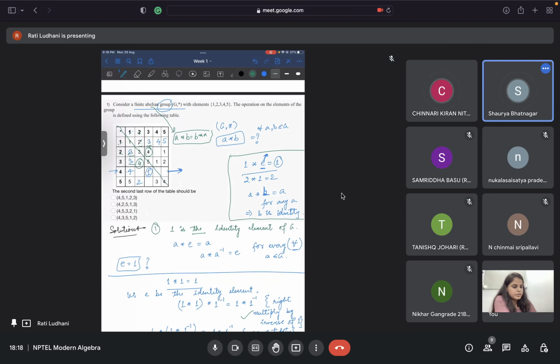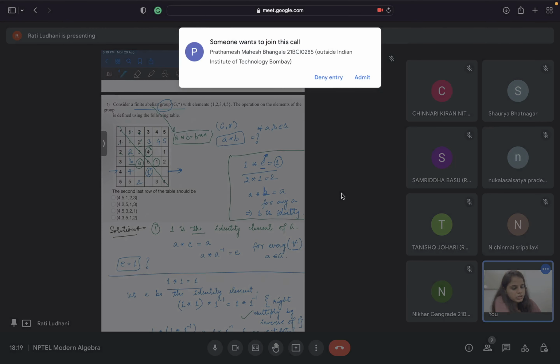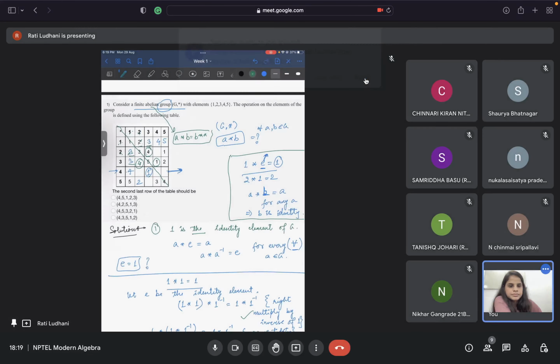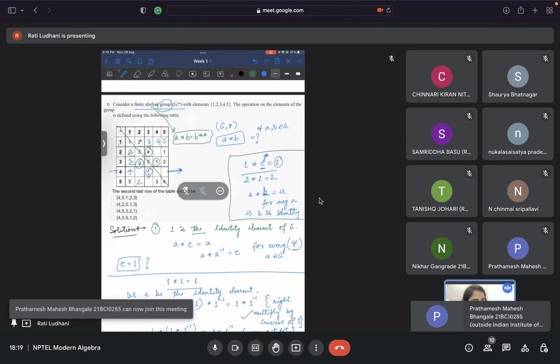Yes. Okay, so because of this, as you all were saying, what will happen? 4 star 3. Why? Because 4 star 3 is 1, this is 1, so 3 star 4 should be 1, right? So this entry should be 1. So we have this one also, so I can write it.